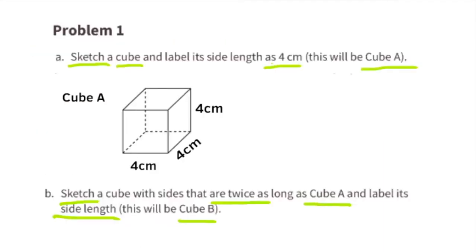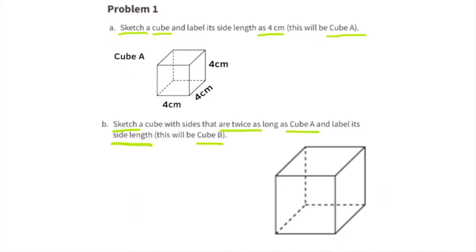B. Sketch a cube with sides that are twice as long as cube A and label its side length. This will be cube B. The side lengths for this cube need to be twice as long as the side lengths for cube A. Since cube A has side lengths that are 4 centimeters long, this cube needs side lengths that are 8 centimeters long. Label the side lengths 8 centimeters and label the cube cube B.